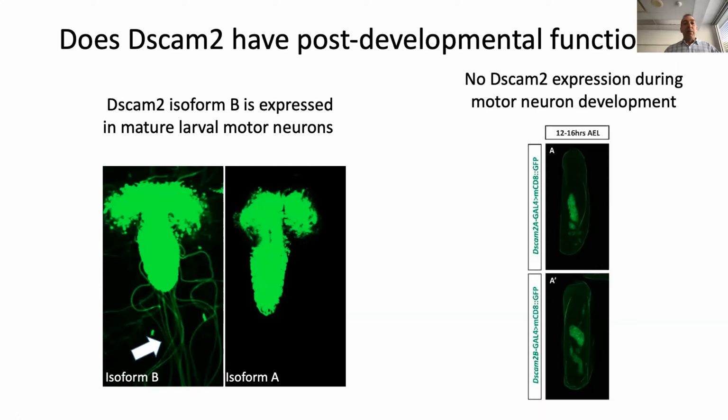When we took those miniature potentials and figured out how many vesicles this represented, we could calculate that in controls, they were releasing about 18 synaptic vesicles, whereas in the DSCAM2 mutants, they're releasing about 30.